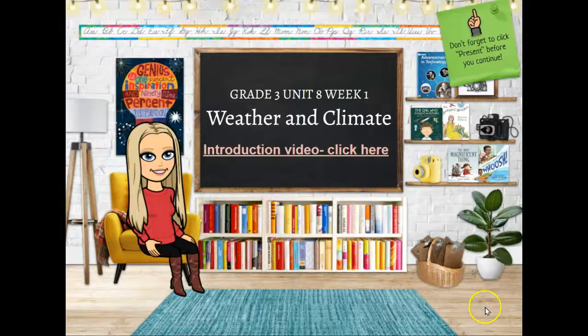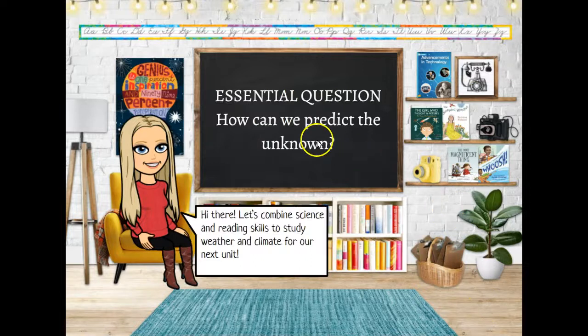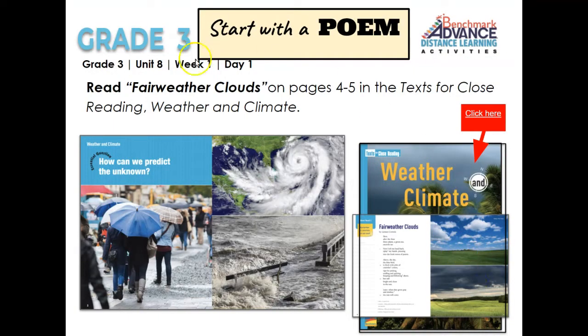All right, so we watched the introductory video. Okay, so here's our essential question. How can we predict the unknown? Okay, hi there. Let's combine science and reading skills to study weather and climate for our next unit. Okay, we're going to read Fair Weather Clouds on page 4 and 5 of this text right here. Okay, and we're going to do our close reading of weather.